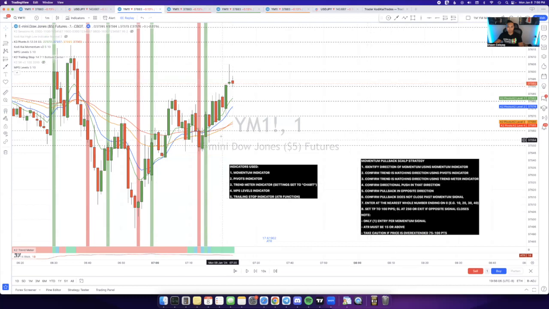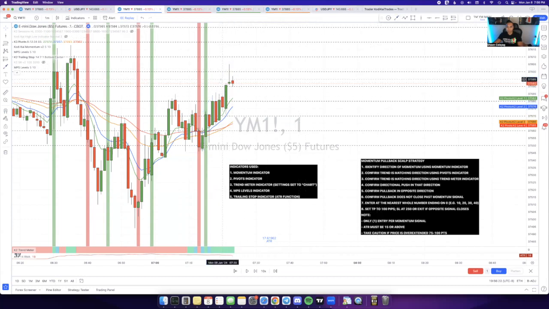So step 1, bullish momentum. Step 2, bullish pivots. Step 3, bullish trend meter. Step 4, confirm a directional push, which happened right here to the upside. Step 5, confirm retracement. Pullback right here.